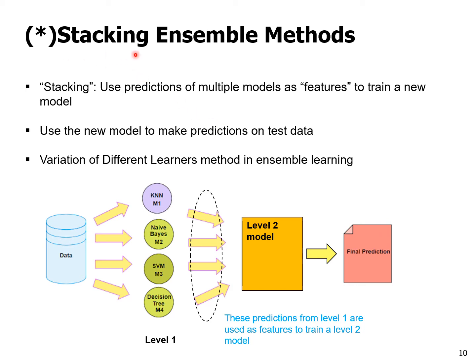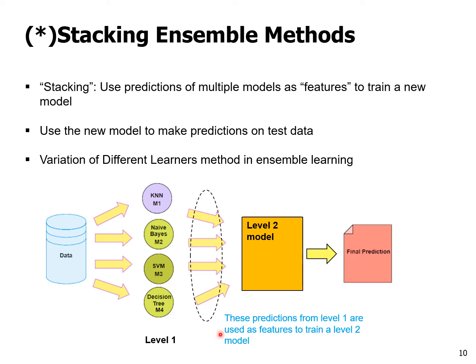But in a stacking method, we have another algorithm, another learner called level 2 model, okay? And then these predictions made by each of these classifiers are now used as features of input data, okay? So the prediction value here is now used as a feature of data. And this level 2 model reads this data, and then based on this data, it makes final predictions. Okay, so that's how it works in stacking ensemble method.